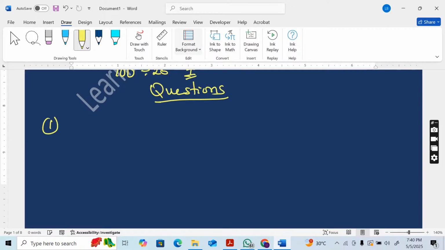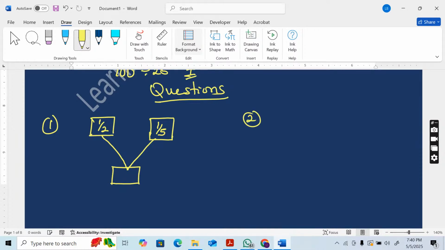So for the first one, we're going to draw the box on the left. All right, we draw the box on the right. Then we draw the box below and link the two boxes above together. So in the first box, I have 1 over 2, and in the second box, I have 1 over 5. So what will be the answer to the box that is below?